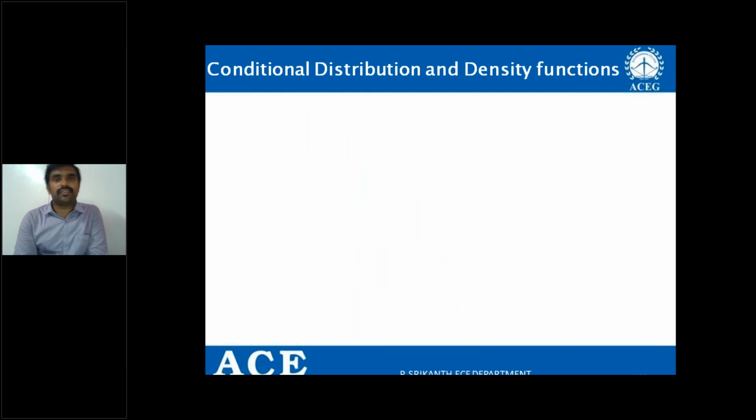So that's all for today. In this session we have discussed joint distribution and joint density, and also the properties of joint distribution and joint density. And also we have discussed marginal distribution and density function. In the next session, we are going to see the conditional distribution and density functions, right? Thank you. We'll continue in the next class.